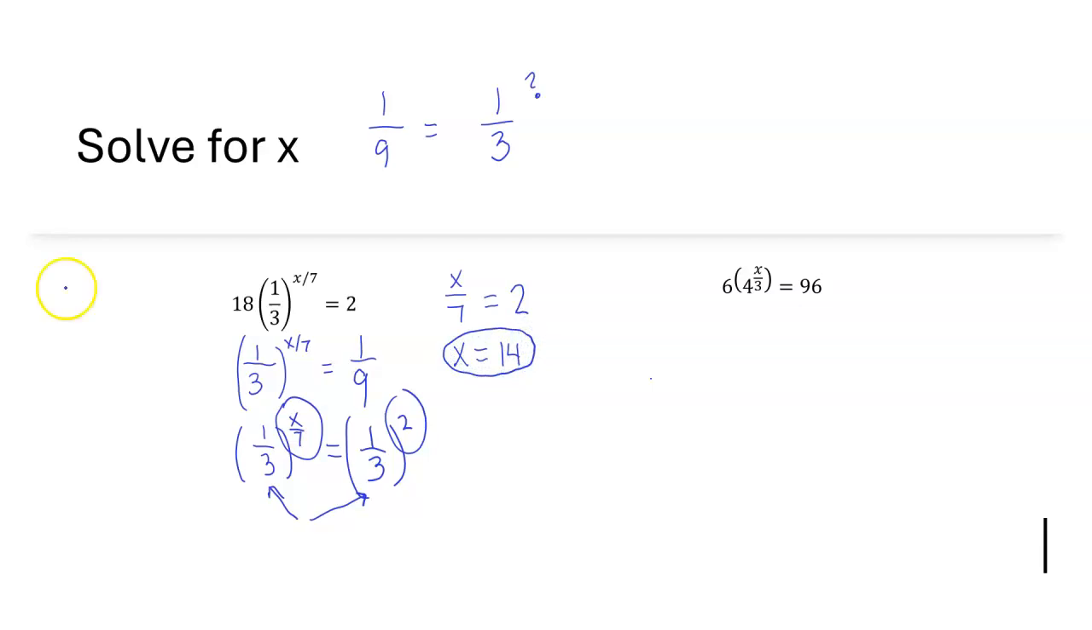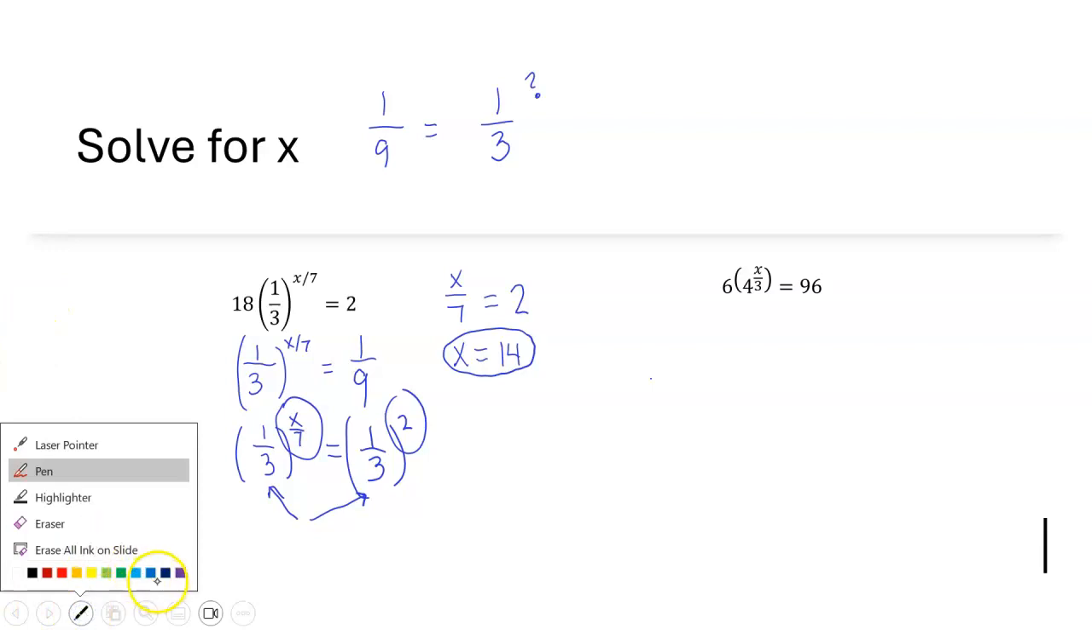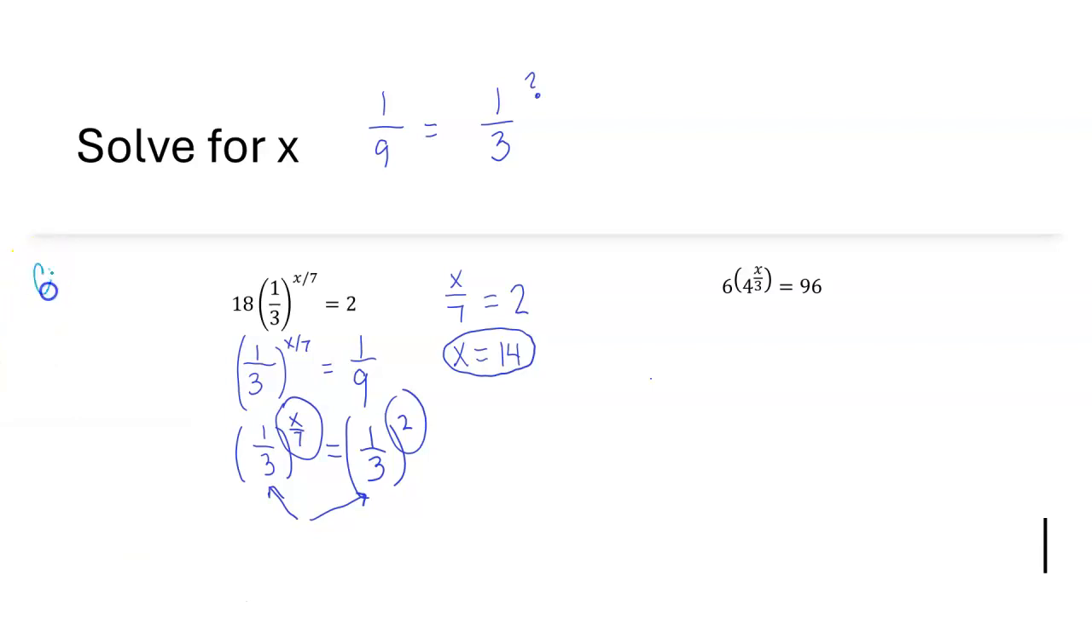We could check that answer. We're going to put x back in. 18 times 1/3 to the 14 divided by 7. Well, 14 divided by 7 is 2, so 18 times (1/3) squared. That's 18 times 1/9, which is 2. So it checks out.